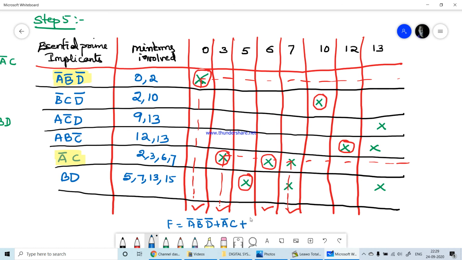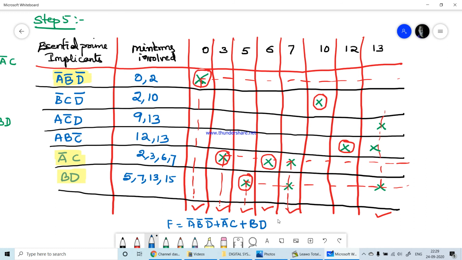Now the next single cross that we have, which has been circled, is this. I will go vertically in this direction, and horizontal and vertical in this direction. This will be ticked, and you see this is meeting all these crosses, therefore this will be ticked. So now in my expression BD will also come, so plus BD.